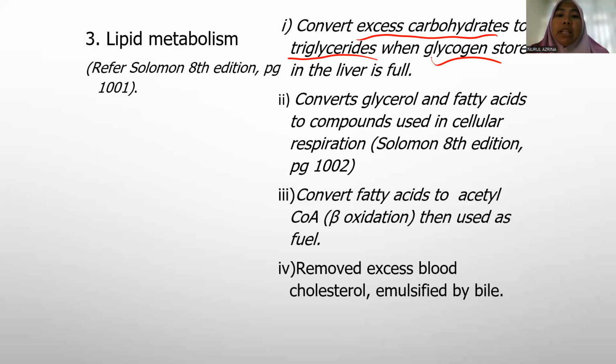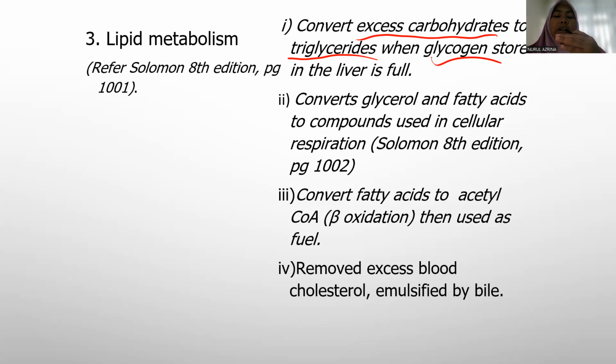storage is full in the liver. As we learned earlier, glucose, excess of sugar, will be converted into glycogen by insulin, and glycogen will be stored in the liver. But when your liver storage of glucose or carbohydrate is full, the excess carbohydrate will be converted into triglyceride. It will be changed into fat.